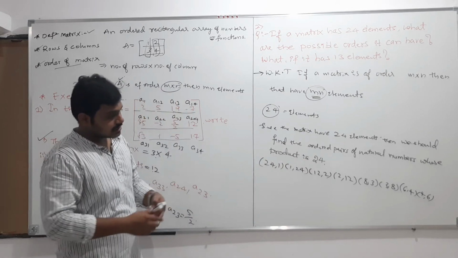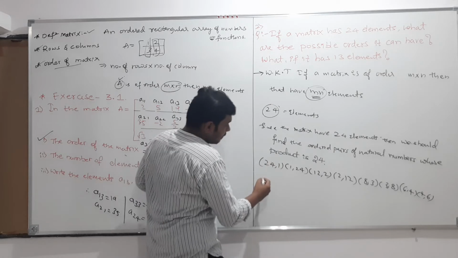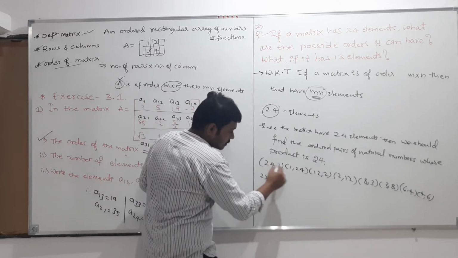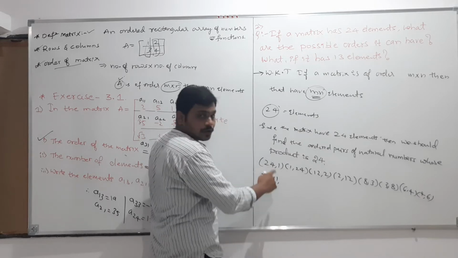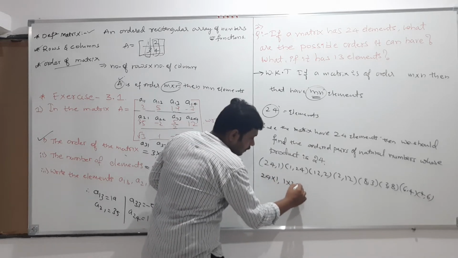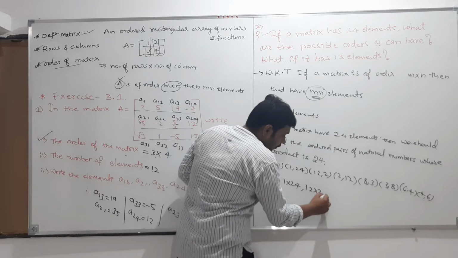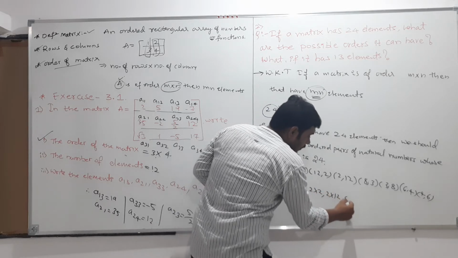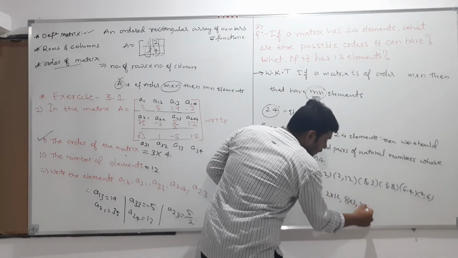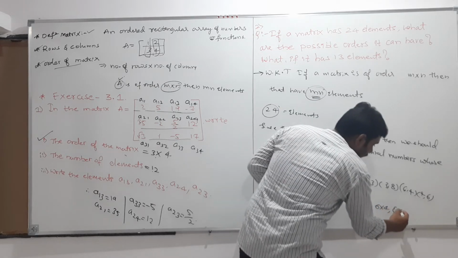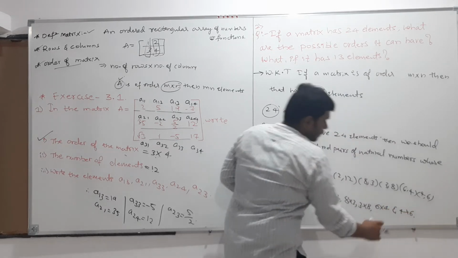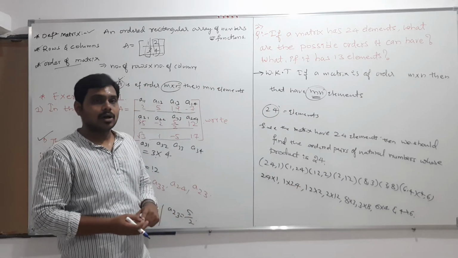So these are all the possible orders of the matrix: 24 into 1, 1 into 24, 12 into 2, 2 into 12, 8 into 3, 3 into 8, 6 into 4 and 4 into 6. So these are all the possible orders.